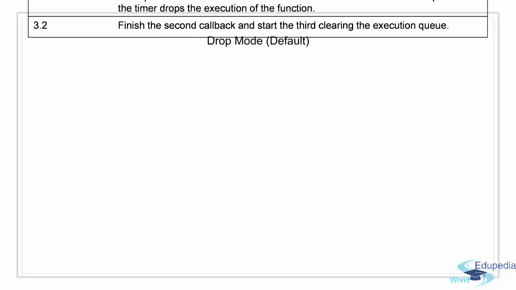As the second callback is in process and the third is in the queue, there is no space for this fourth callback. So what the timer does is drop this fourth callback. At 3.2 seconds, the second callback is finished and the third callback is started, clearing the execution queue.